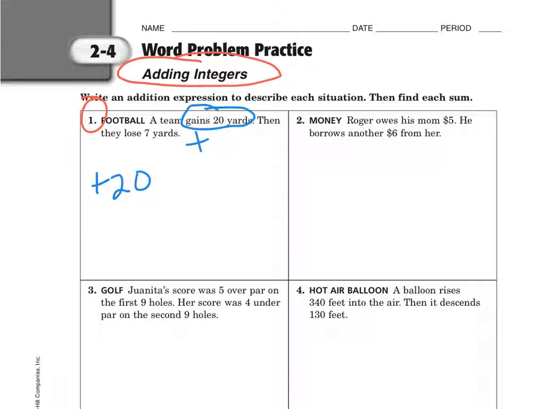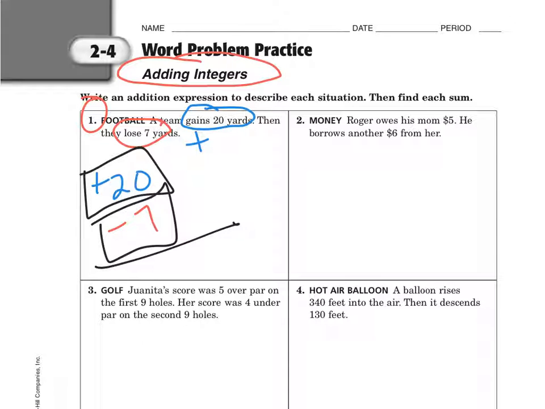Then they lose 7 yards. Lose 7. Lose is a negative word. So that's a negative 7. So what do they have total? Well, let's start with our steps. Step 1, box your integers. Step 2, same signs or different? They're different. This is just the same problem as 20 minus 7. You should be able to solve that.